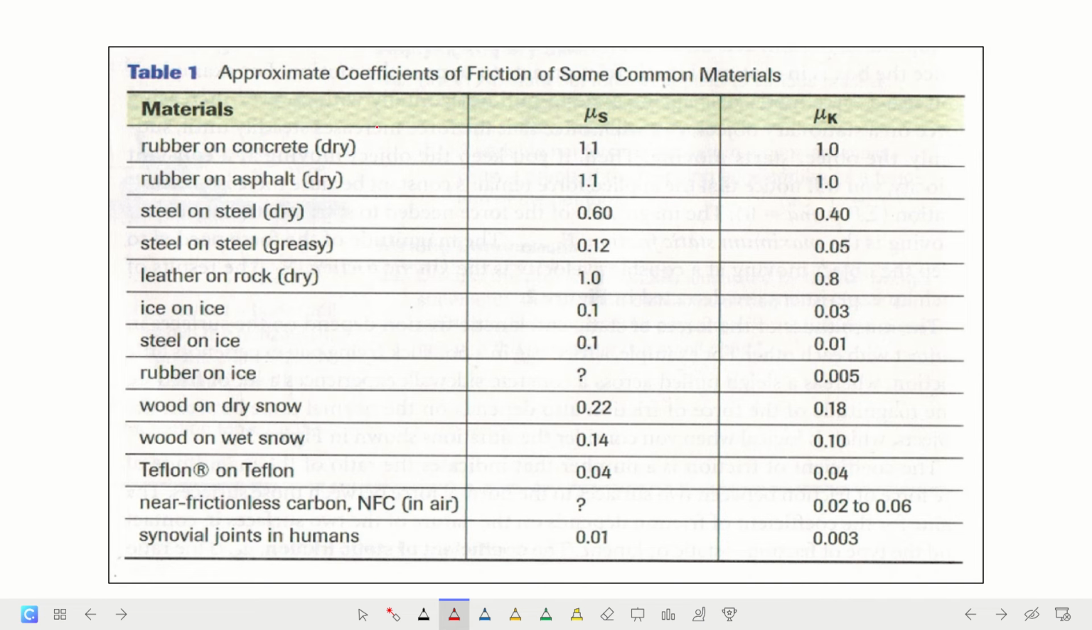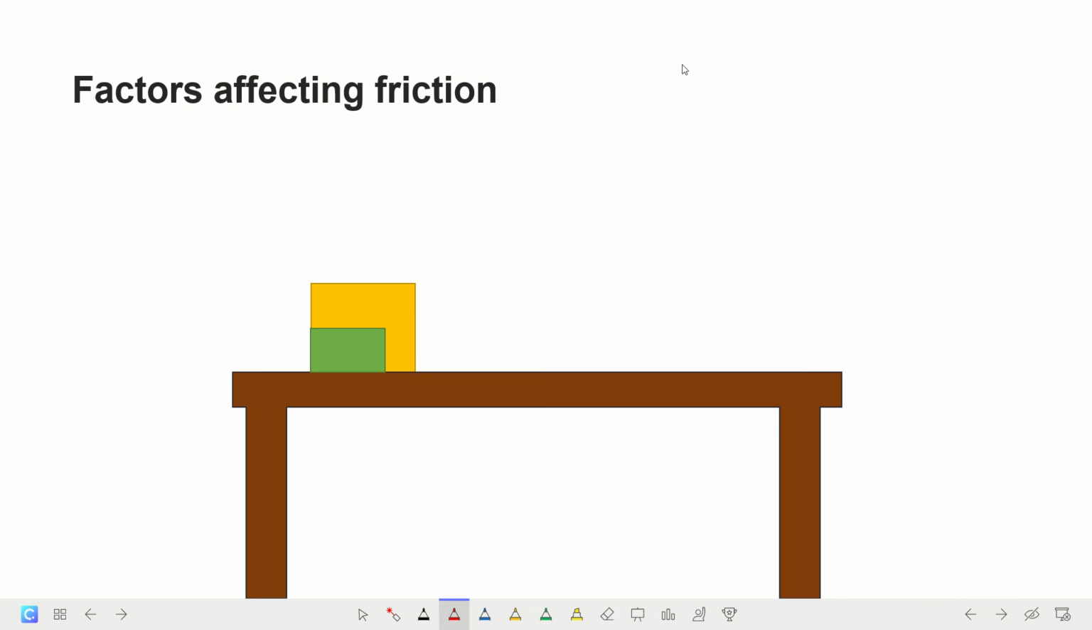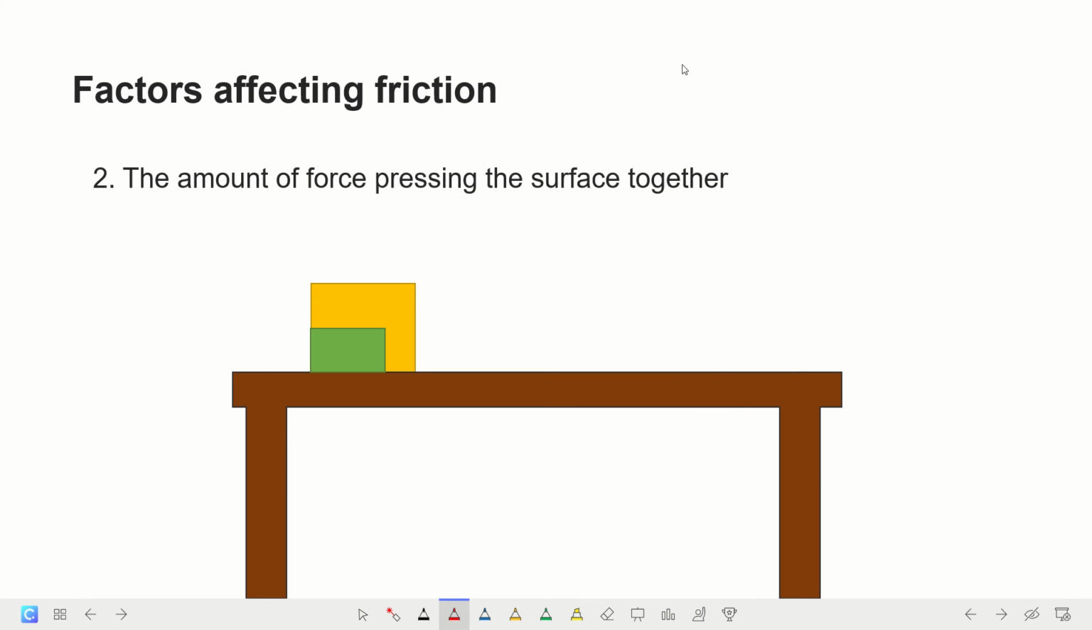So we have here the coefficient for static friction, and we have here the coefficient for kinetic friction. Later we'll know what the difference is between the static friction and the kinetic friction. The second factor that is affecting the friction is the amount of force pressing the surfaces together.